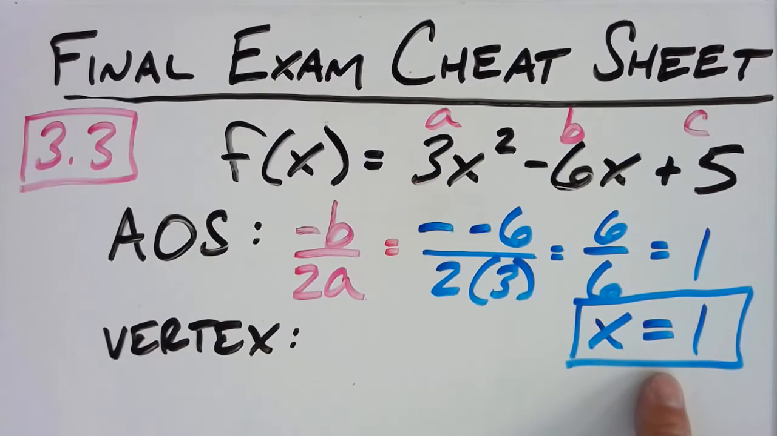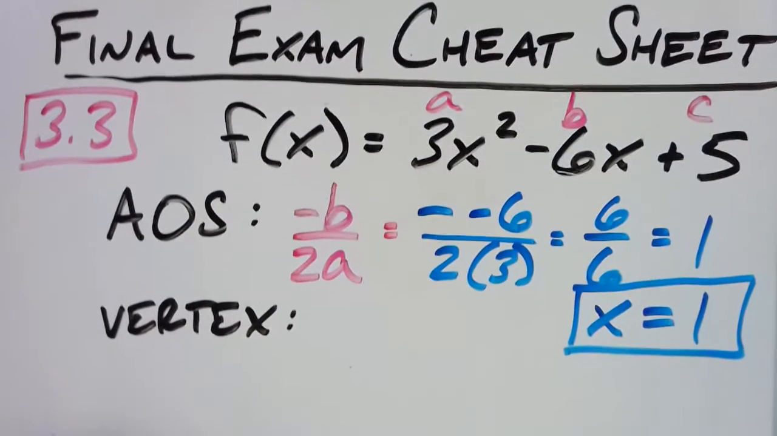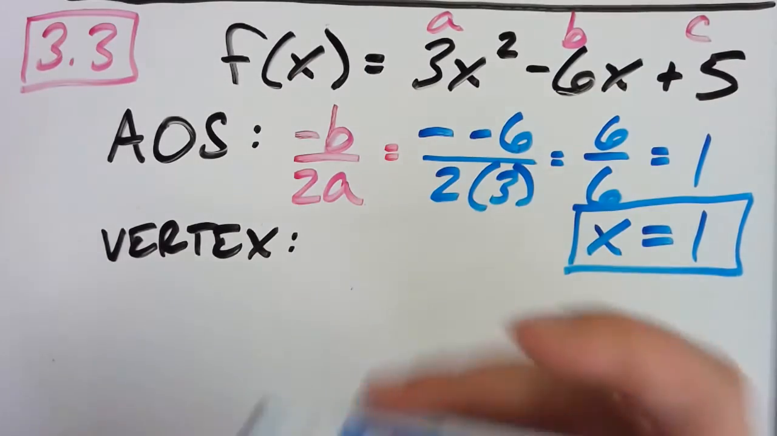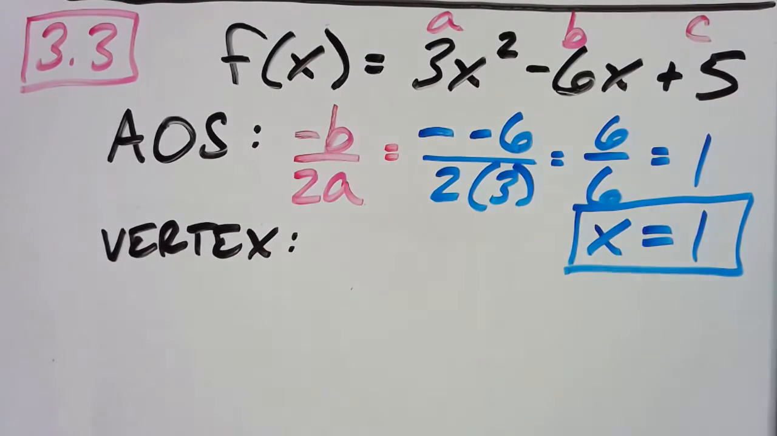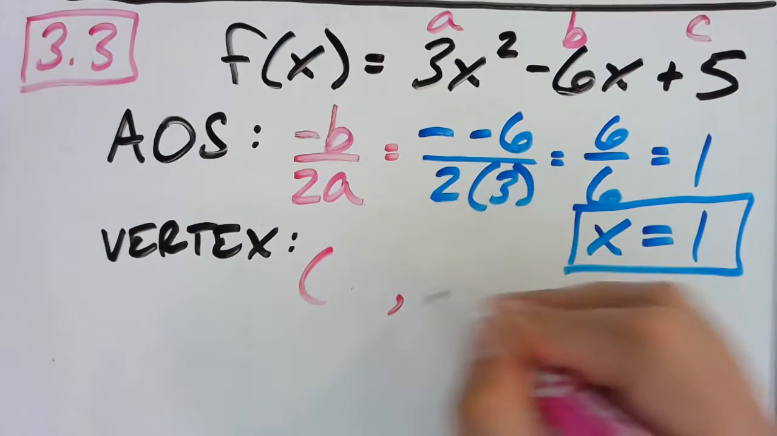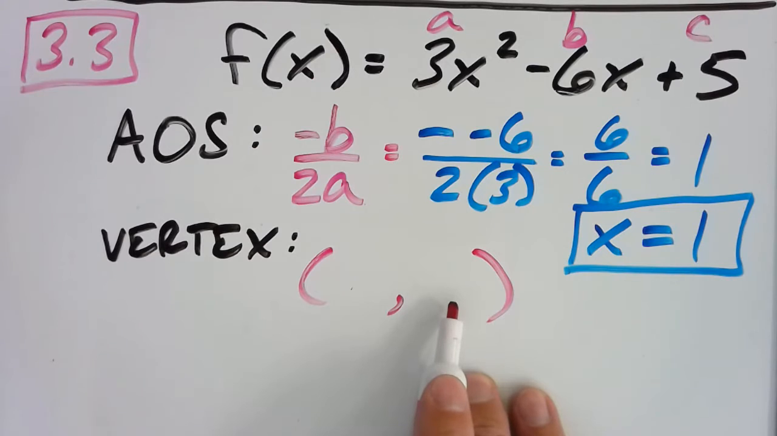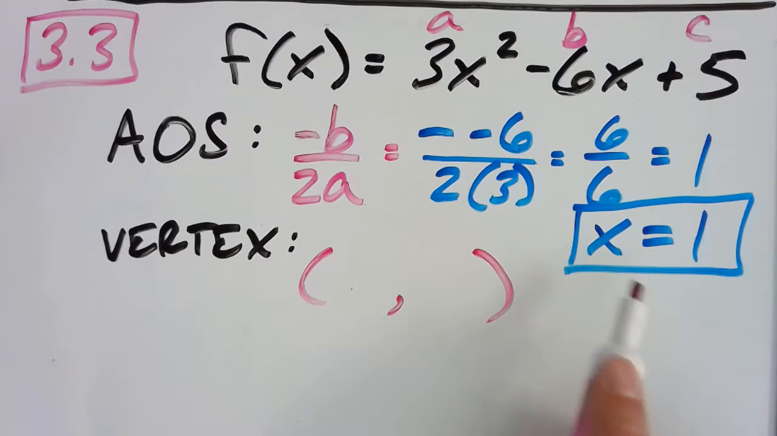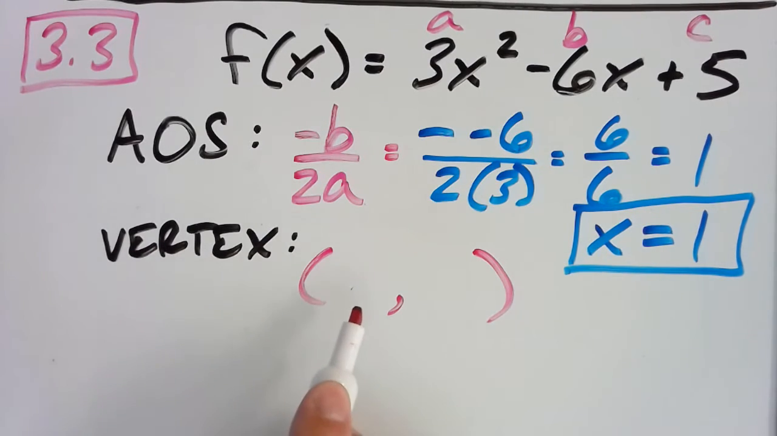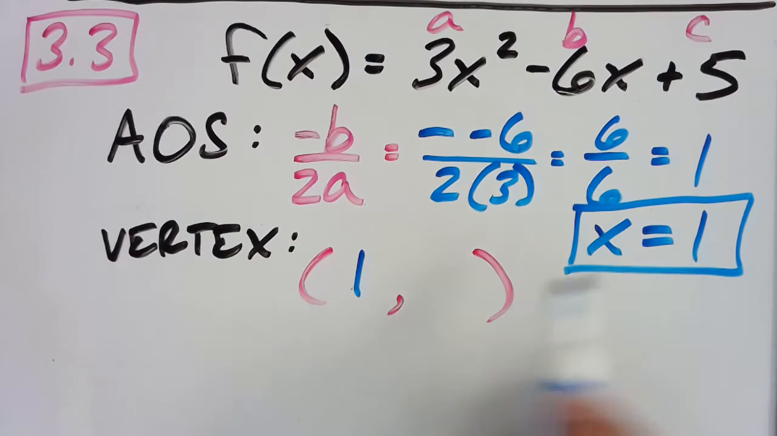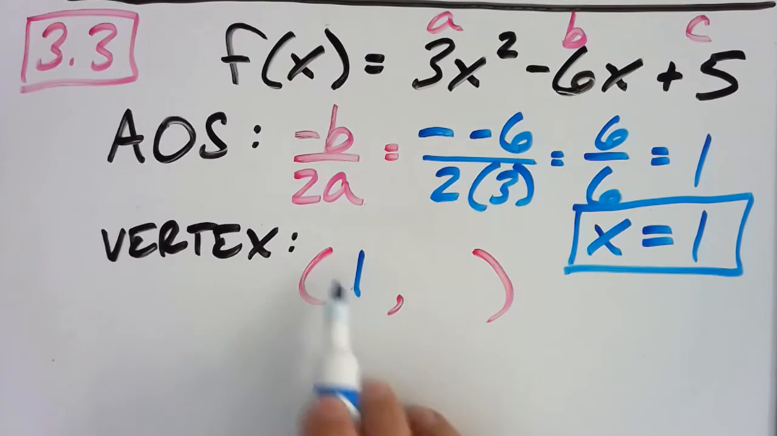The next part I have to deal with is finding the vertex. The vertex, again, is a coordinate point. And so for a vertex, I should have some x, y coordinate point. Well, the axis of symmetry, this x value, is actually what's going to go right here for this x value. So that 1 that we just got for the axis of symmetry gets pulled right over here. If you got negative 4, that would go in this x spot.